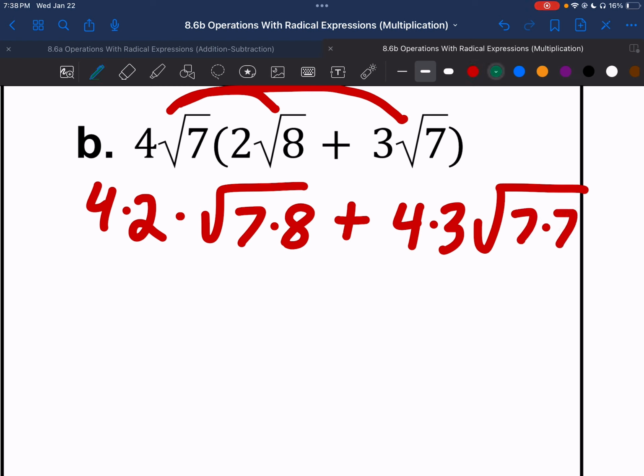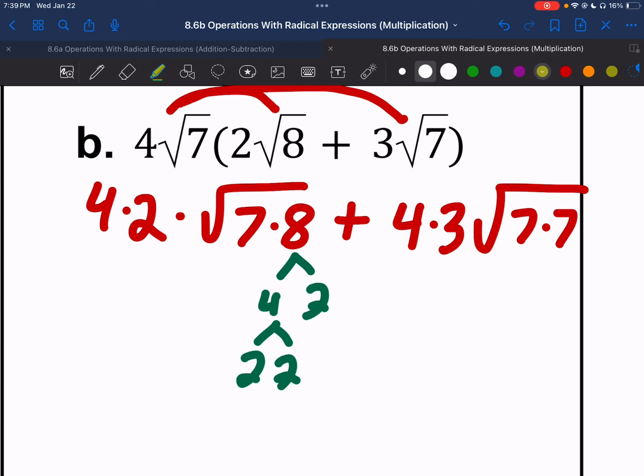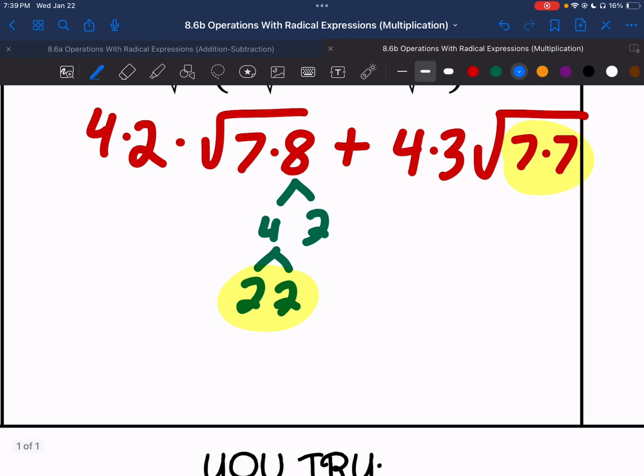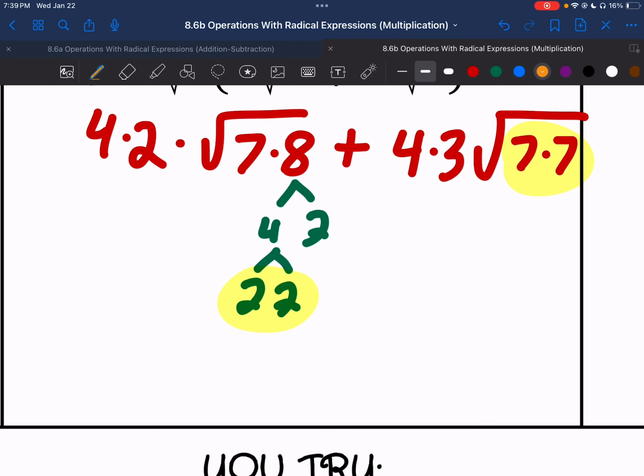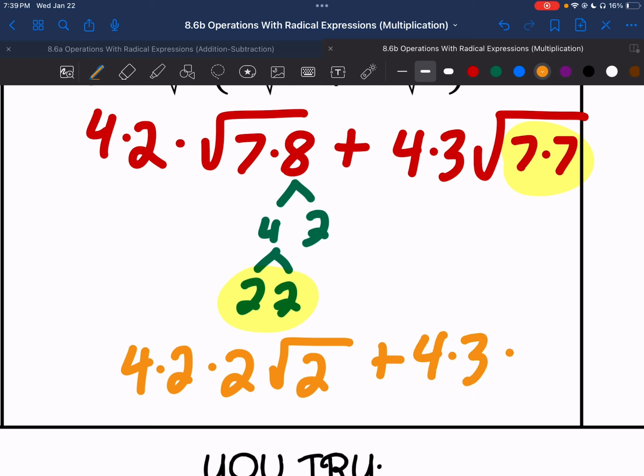All right, now our next step, breaking common factors. 8 breaks into 4 and 2, which is 2 and 2. And on the right side, there are no common factors for us to break it into. So what do I have pairs of? I have a pair of 2's. I have a pair of 7's. So we extract those. And we've got 4 times 2 times the 2 we extracted, and what's left is the square root of 2, plus 4 times 3 times 7. What's left is nothing, so the square root is gone.